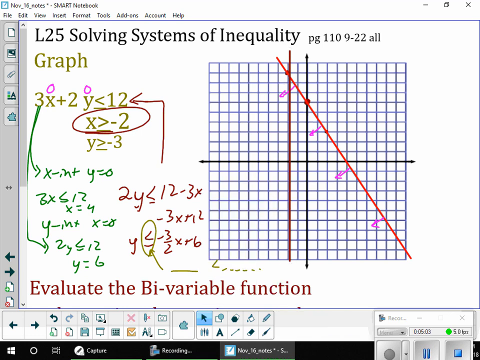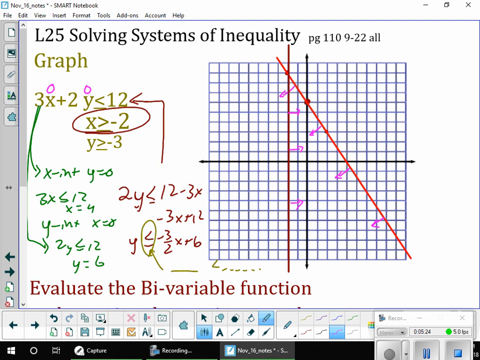It's going to work. That'll show up a little better at least. Okay, and then extend it. And like we did last time, I need to figure out which way to shade. x is greater than or equal to -2. So if I think about that, if I put a 0 in there, 0 is greater than -2, yes. So I'm shading to the right.